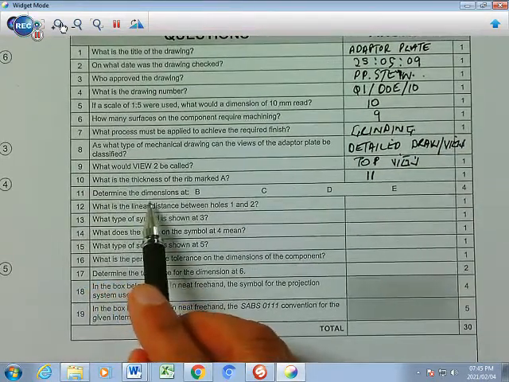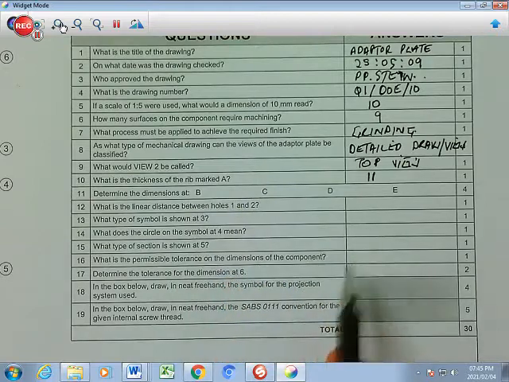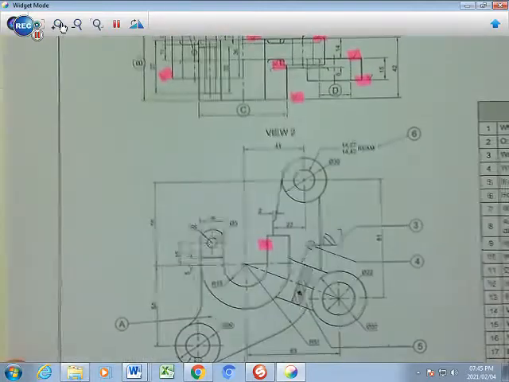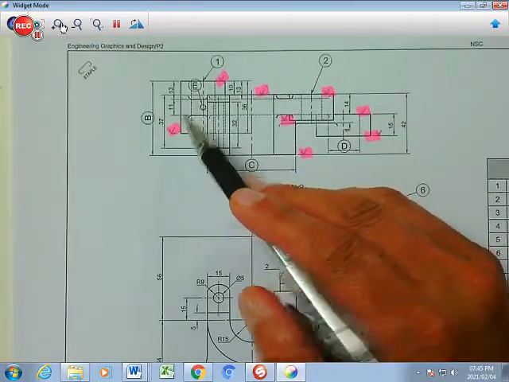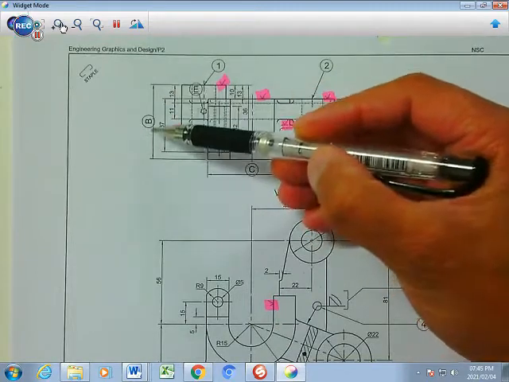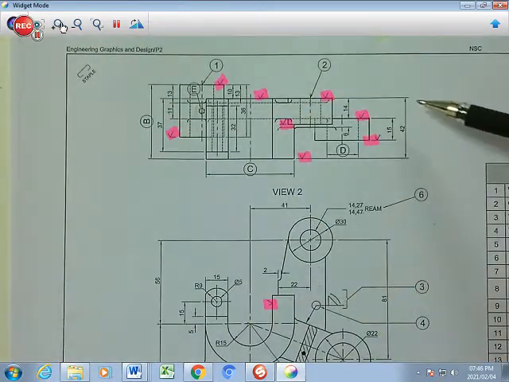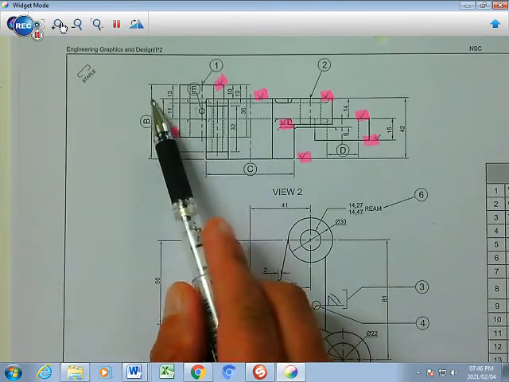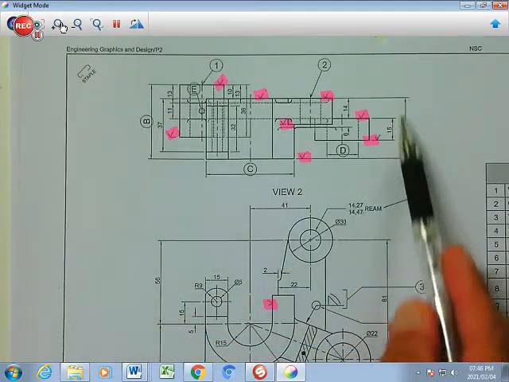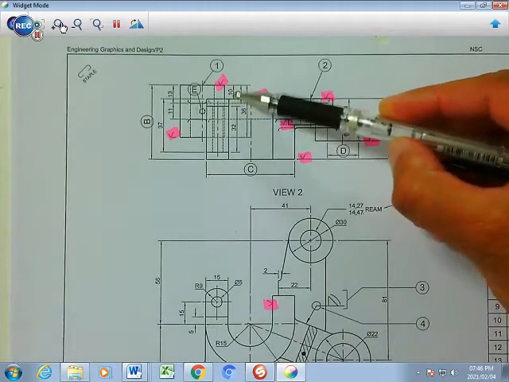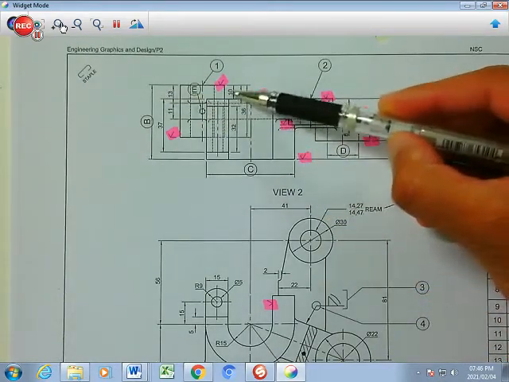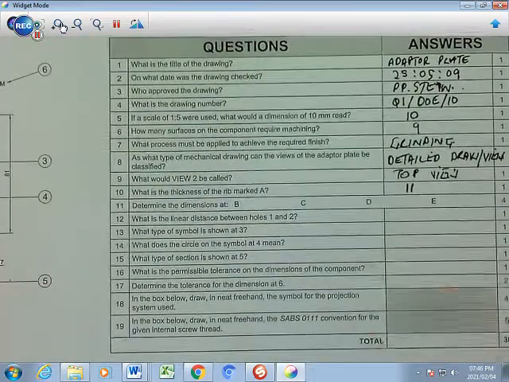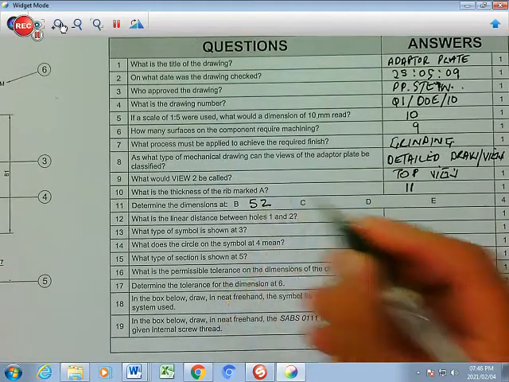Determine the dimensions at B, C, D, and E. Let's go to B first. B is going to be right here, so you want to find that dimension. How do you get it? You go back here and you see that that is 42. That 42 goes from the bottom till there, and you just add that 10 extra that you see. So 42 plus 10 gives you 52. So that's going to be B, 52.